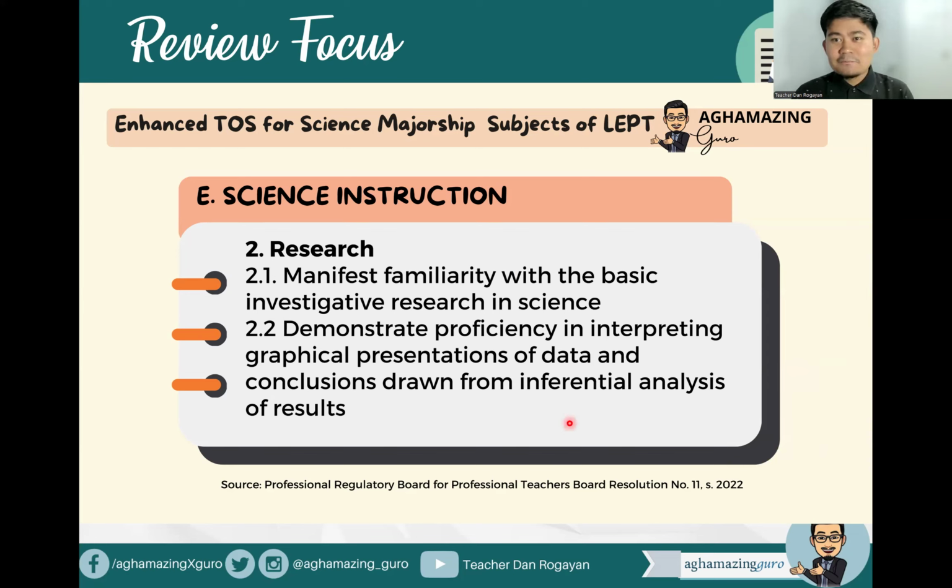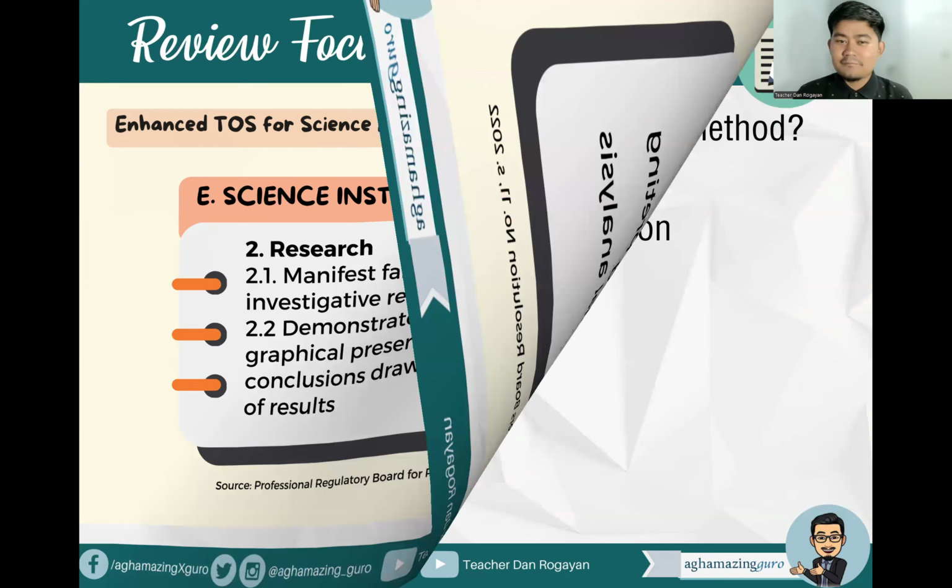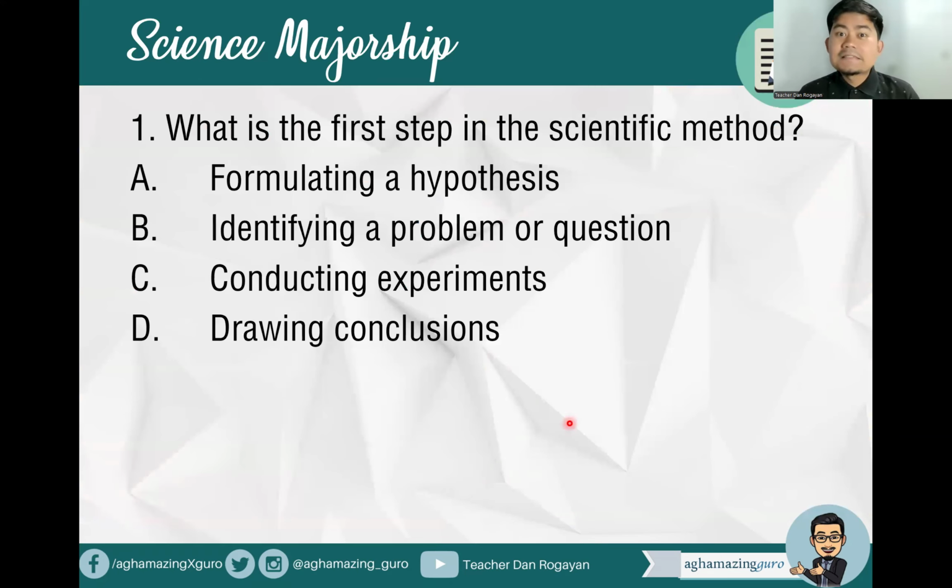All right, so I think we're all ready now. So let's have question number one. What is the first step in the scientific method? A. Formulating a hypothesis. B. Identifying a problem or question. C. Conducting experiments. D. Drawing conclusions. So what do you think is the answer, future LPT top notchers? All right, of course, that's correct. That's letter B, identifying a problem or a question.